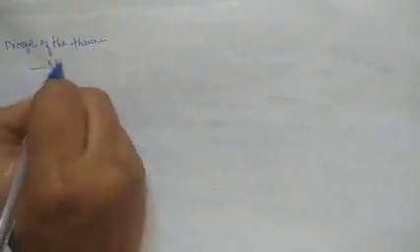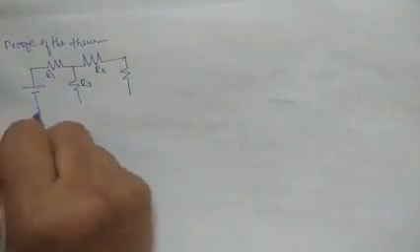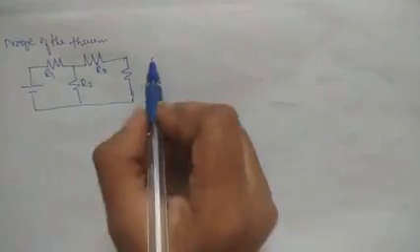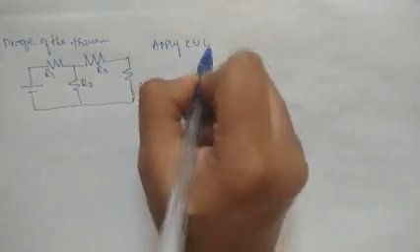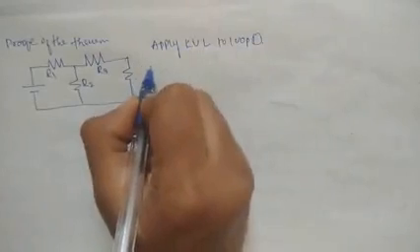I am going to take a single R1, R2, and this one is your R3 and this one is your RL. Right? Yes. Next, apply KVL to loop 1.